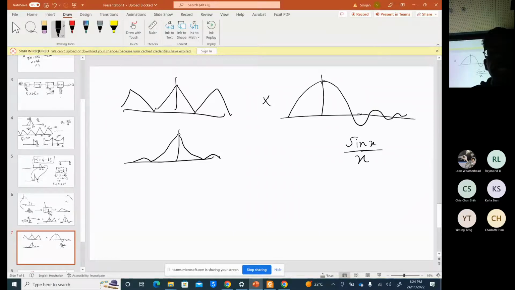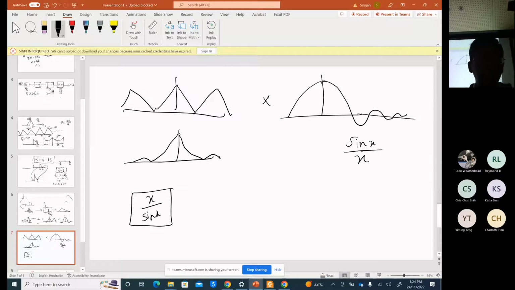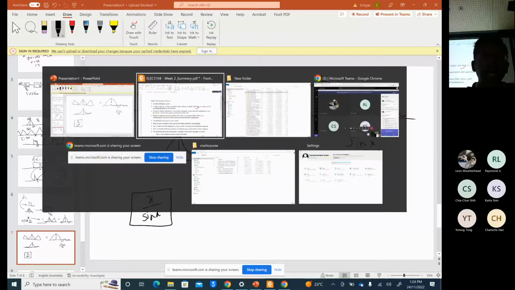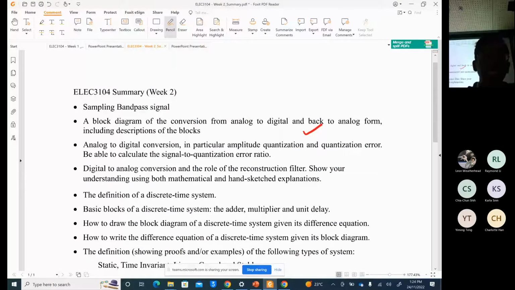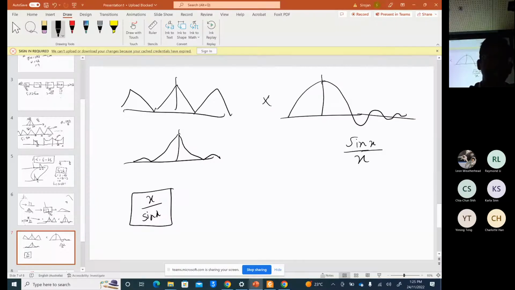So how do we avoid this distortion? Before sending the pulse here, you can multiply the digital signal by x over sine x. Then you remove this distortion. Okay, so that is about digital to analog conversion. And then analog to digital, in particular, amplitude quantization and quantization error. So this is about quantization.